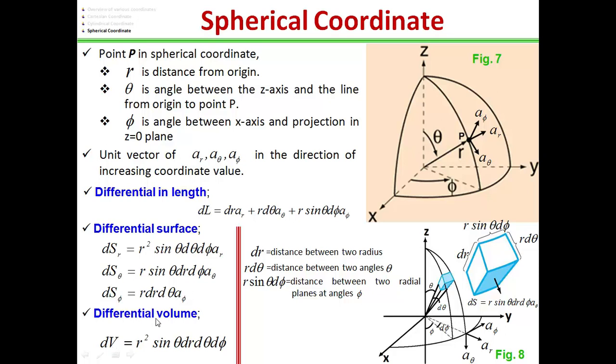And the differential volume will be what? That means multiplication of the differential length along the r direction, along the theta direction and along the phi direction. So multiplication of differential length along r, that is dr, and r d theta along theta and r sin theta d phi along phi. The multiplication of all these three differential lengths will give the differential volume. So after this, we will get r square sin theta dr d theta d phi as the differential volume for the spherical coordinate system.